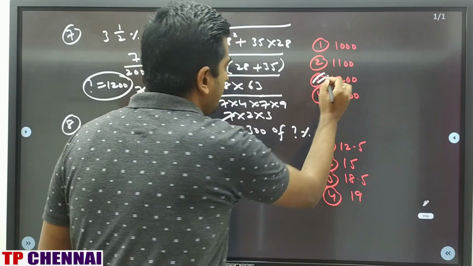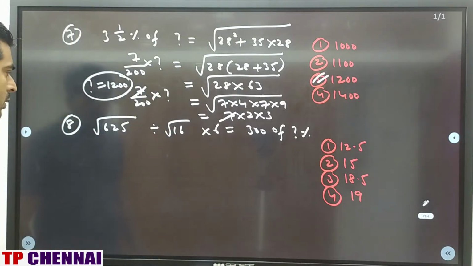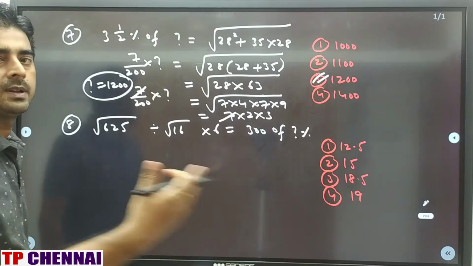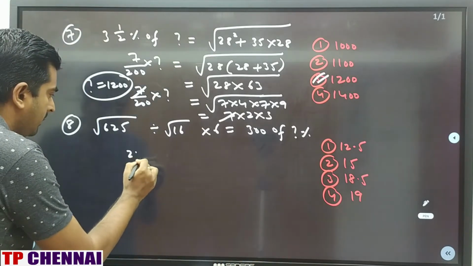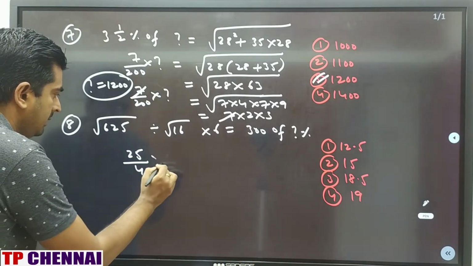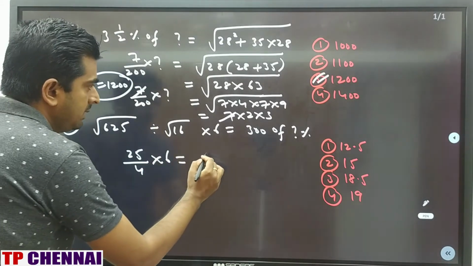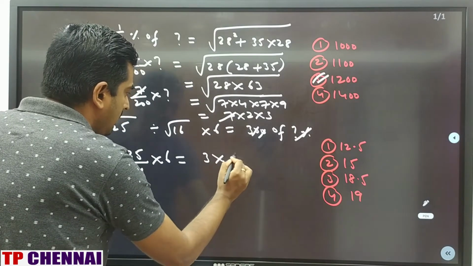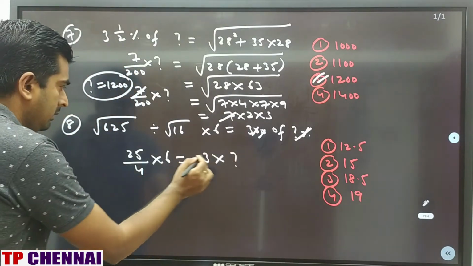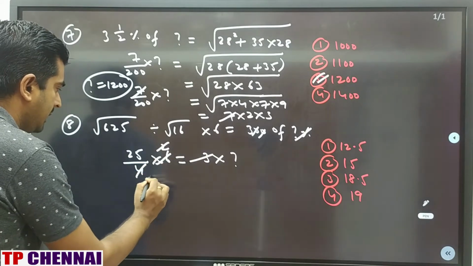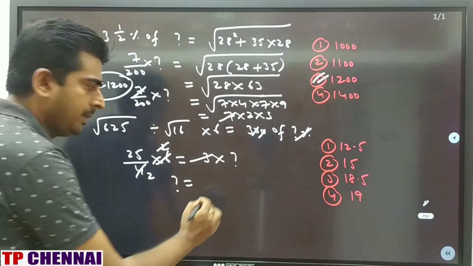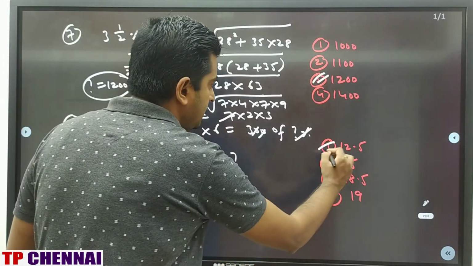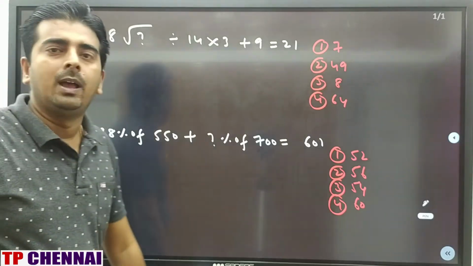1200, which is the third option. Next one: square root of 625 divided by square root of 16 into 6 is equal to 300 of question mark percent. This is 25, this is 4, this is 6 is equal to, this is percent and double zero will go out. This is 3 into question mark. 3 2s are, 2 2s are. Question mark is equal to 25/2, 12.5. First option. So I hope you are clear with the 8th one.